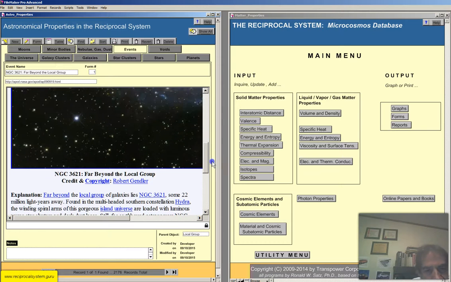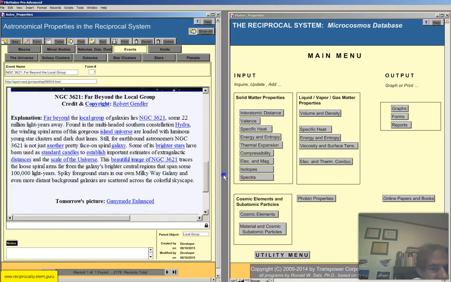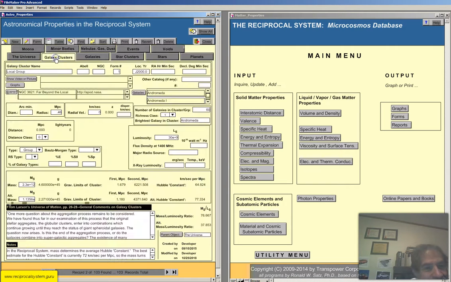NGC 3621, far beyond the local group. So this is a galaxy beyond the local group. That's kind of interesting. So anyway, here, well, this is one calculation, 64.824, and the other is 77.334. So if you average these out, you get around 72. It's very difficult to determine the masses of these clusters.